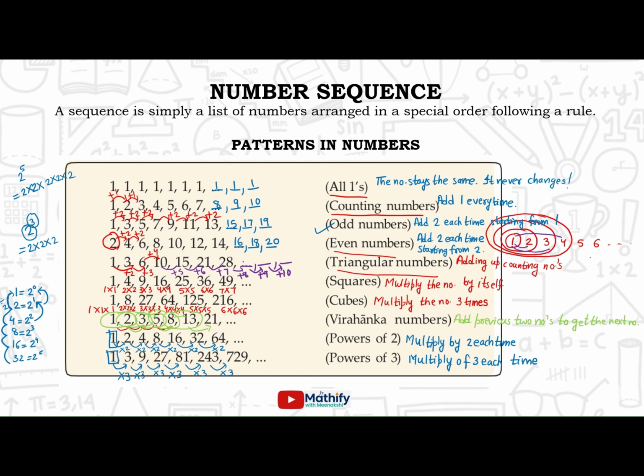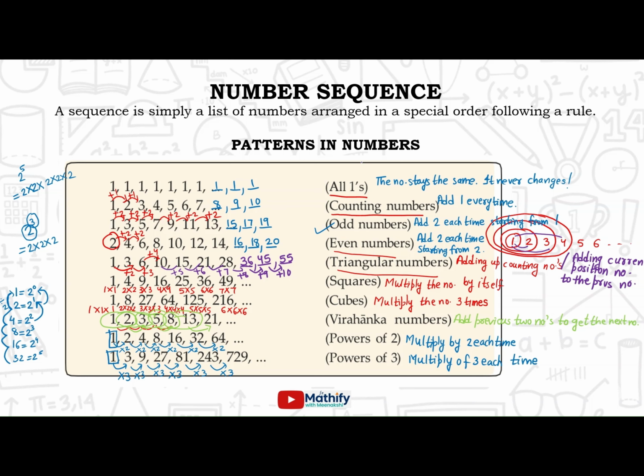So that means 36, then 36 plus 9, 45, and then 45 plus 10, 55. So the rule is adding the current position number to the previous number. That means if you have to see the position of 3, that's second position, so you will add 2 to get the next number. If you will see the position of 15, that is fifth, so you will add 5 to get the next number, and so on.